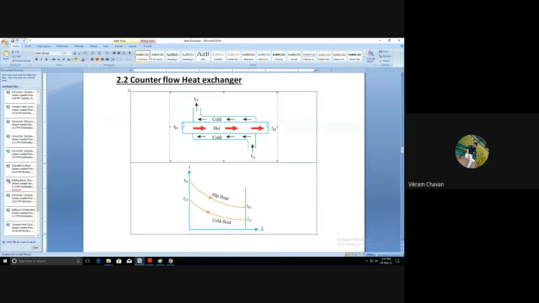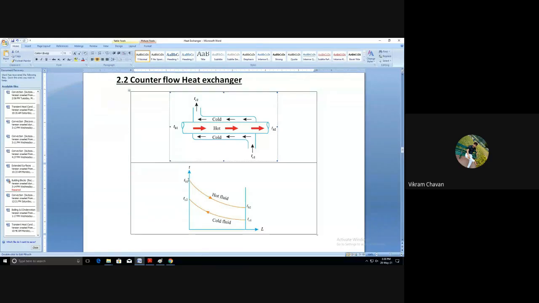So how can we represent this particular heat exchanger on a graph? The x-axis represents the length of the heat exchanger, while the y-axis shows the temperatures. We are taking the reference of this schematic diagram. The hot fluid is entering from this side, so we have given Th1 as the temperature on the entry side. This is the entry side for the hot fluid.